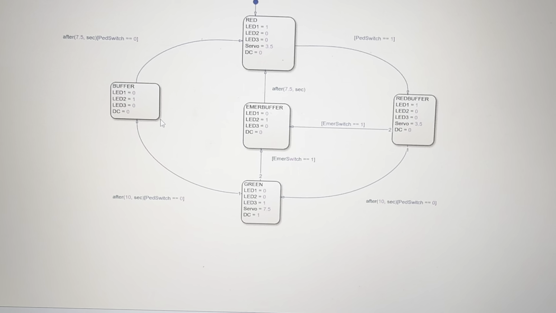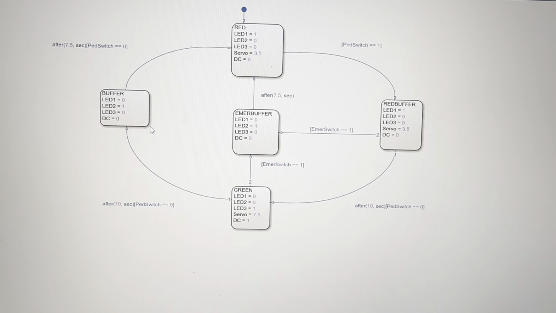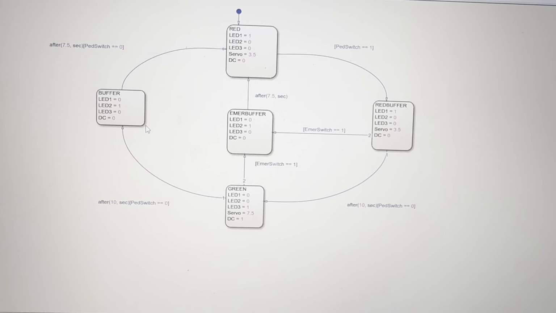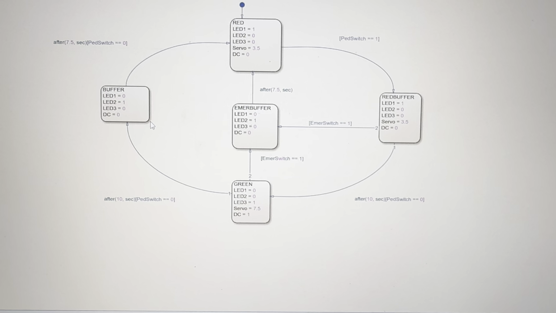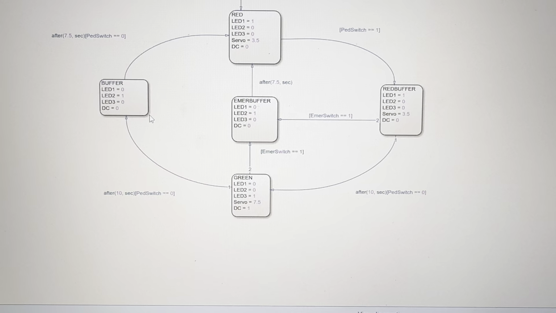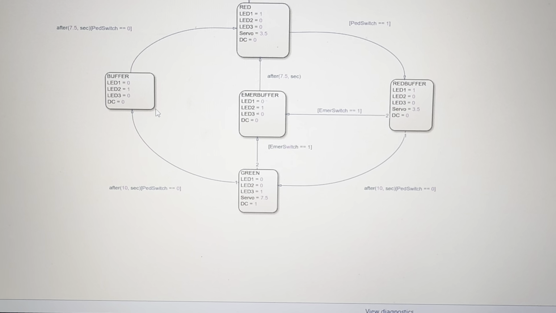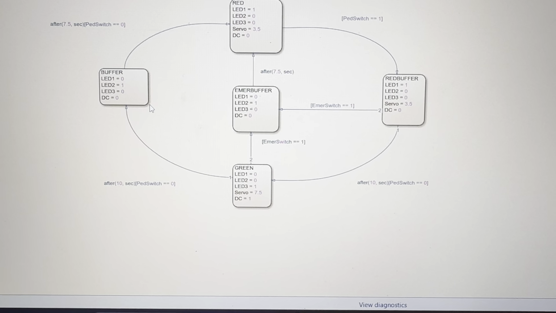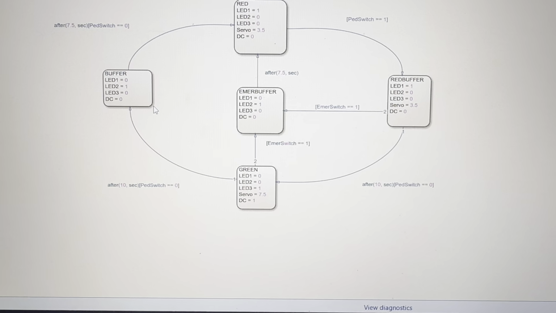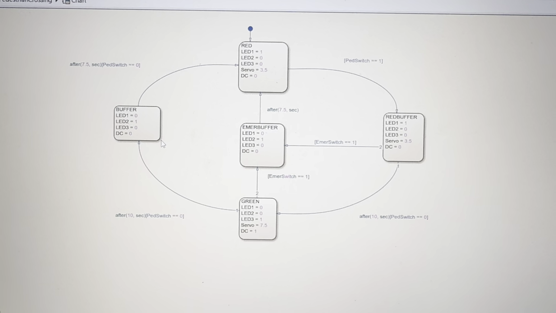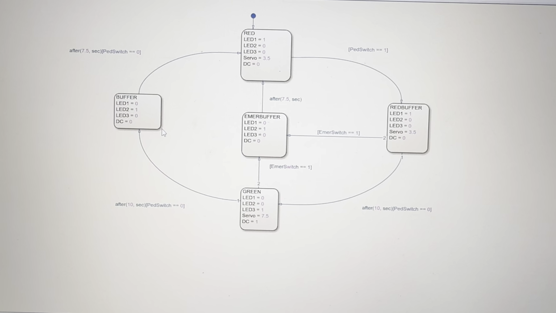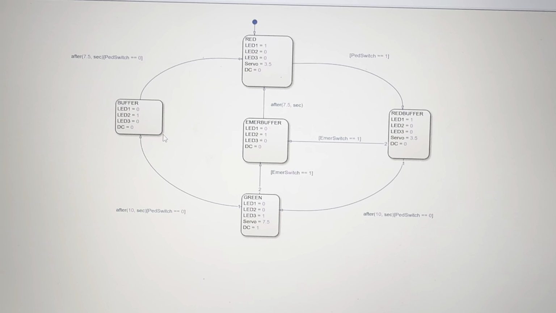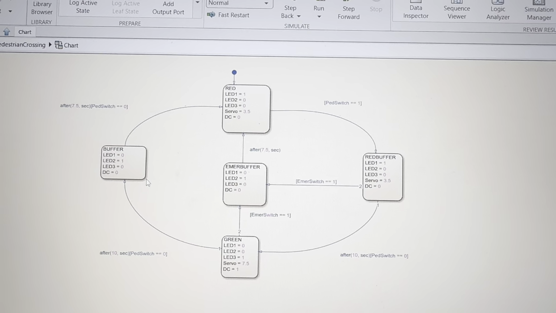It's not used to make any sort of vibration in the real life scenario. Now, in case the emergency switch is pressed during the red buffer state and the green light state, it will go to an emergency buffer where the traffic light shows amber, and the gate will stay open for another 7.5 seconds, and as long as the 7.5 seconds is finished, it will then go back to the red default state.